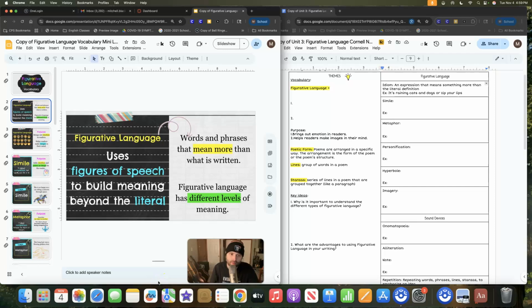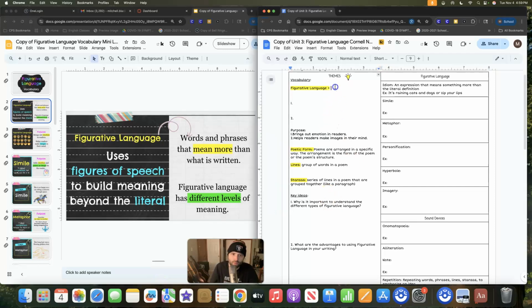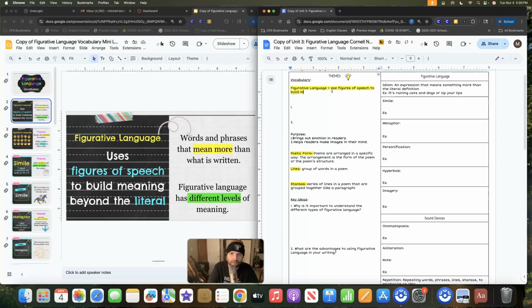All right, guys, so today we're going to talk about figurative language. Now, figurative language is where we use figures of speech to build meaning beyond the literal. Now, what is literal? Literal is like the baseline, like when you read something, that is the literal meaning of what you're reading. But if we're building meaning beyond it, what goes beyond the literal, what is on the page? Like does it make us think about?